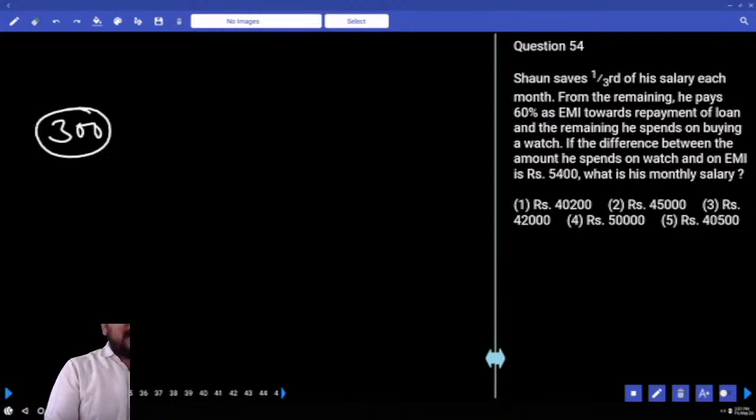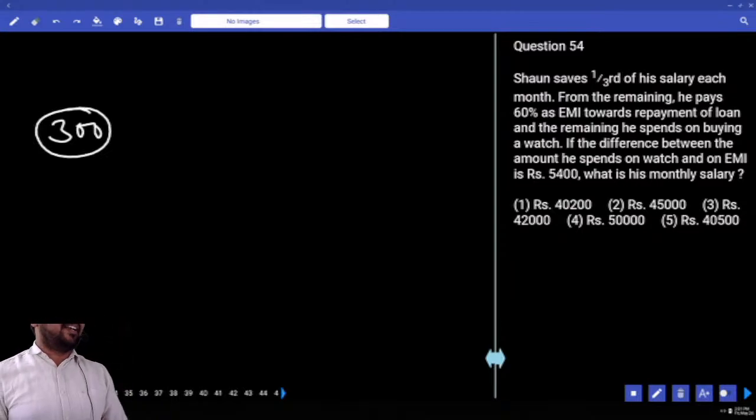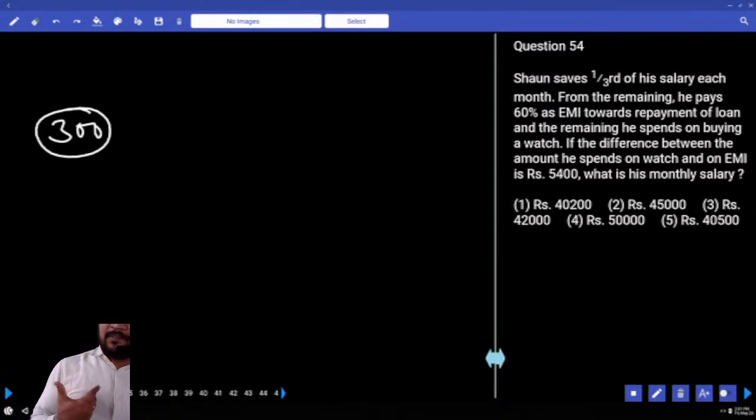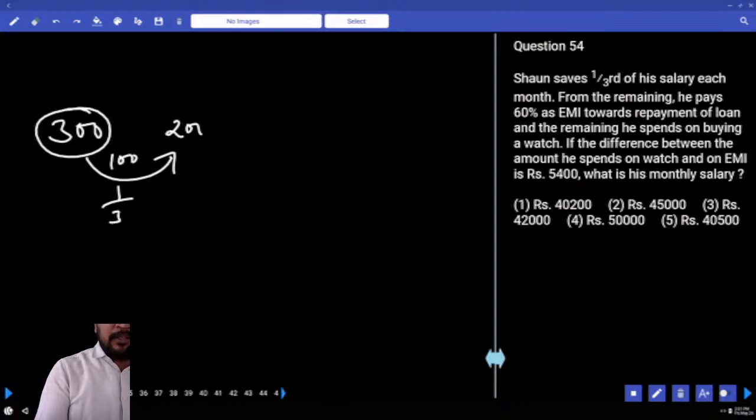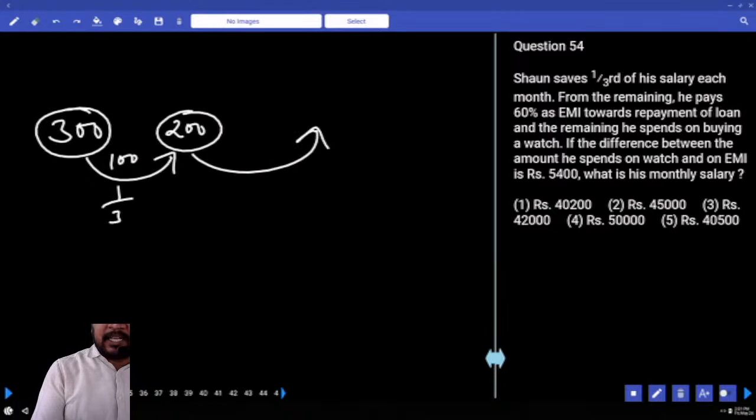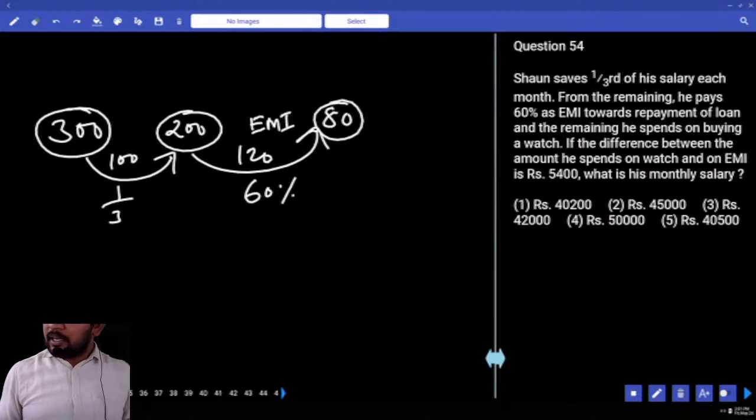Sir, why are you assuming 300? Because they said 1/3. Otherwise, what assumption would we make? 100. Very good. 1/3 saved. Now 1/3 saved is nothing but 100 rupees saved. Remaining will be 200, out of which 60% is EMI, 120 rupees EMI. Remaining 80 rupees is spent on buying a watch.